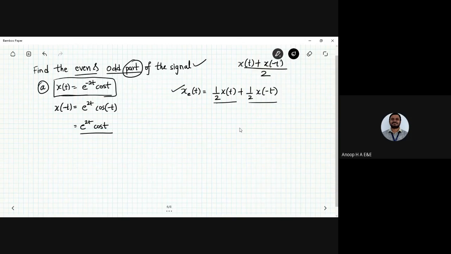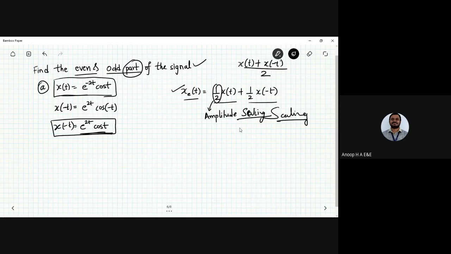This is how it looks, and the reduced form of it is half of x of t, where the half is the amplitude scaling being done here. Next, x of minus t, where you are going to have e power 2t times cos t. This is one thing that you should observe carefully here.